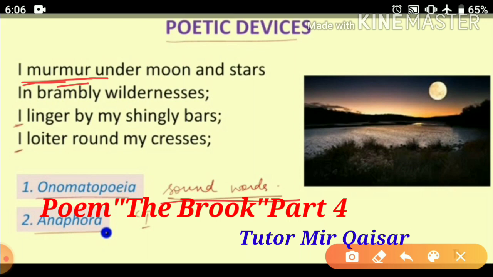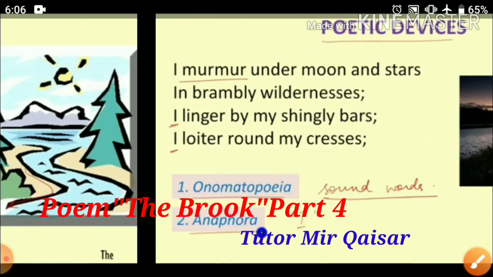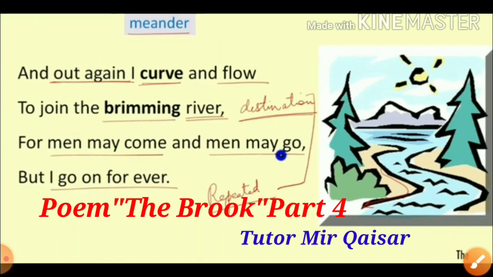And the second poetic device used in this stanza is anaphora. Anaphora means when two or more sentences start with the same word. And here you can see "I linger, I loiter." Both these sentences have started with the same word, that is "I". This is called anaphora. Now let's move to the last and the 13th stanza of this poem.